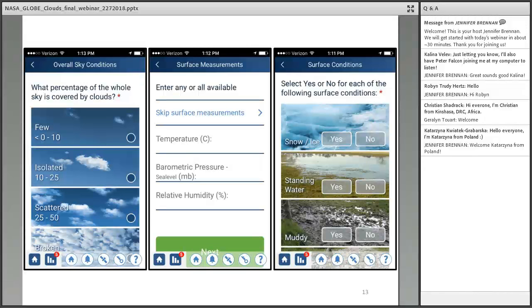If the person has some extra measurements, they can put in temperature, pressure, and relative humidity. And then we ask them for surface conditions, so important for us here. If there's snow, if there's muddy water, standing water, leaves on trees, things like that.